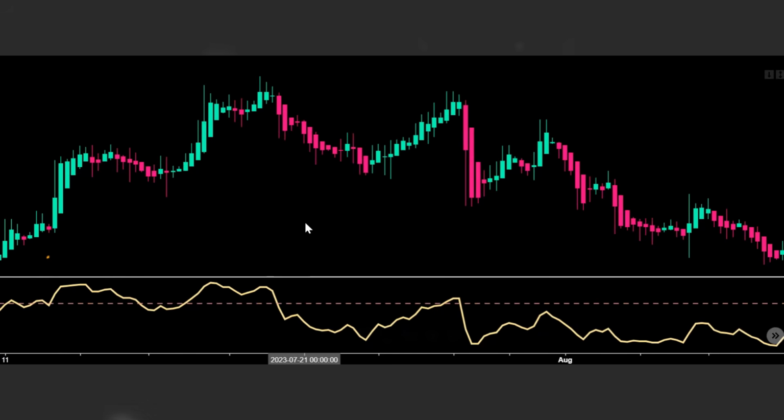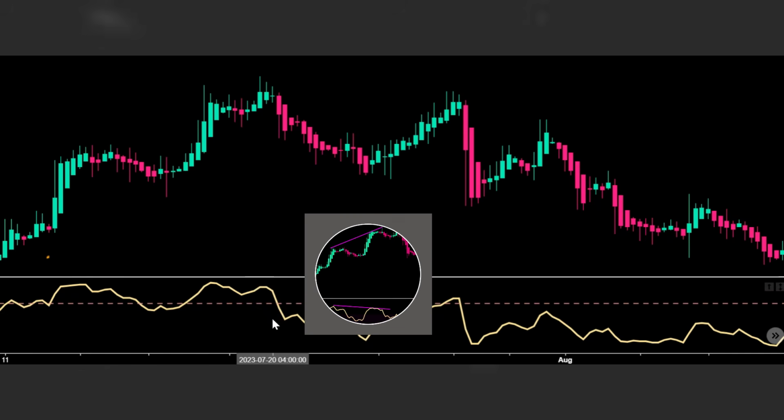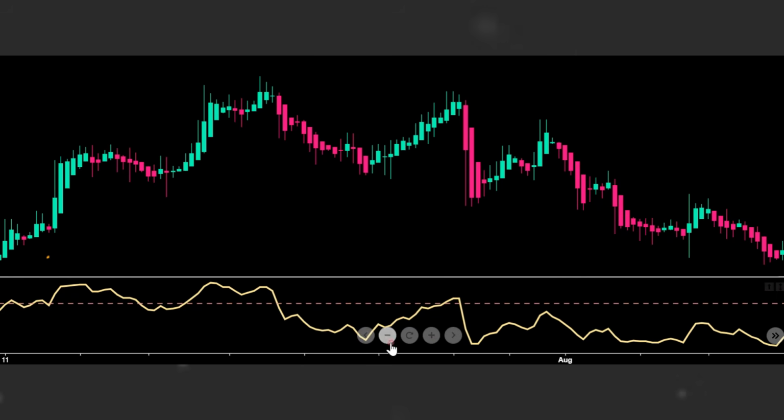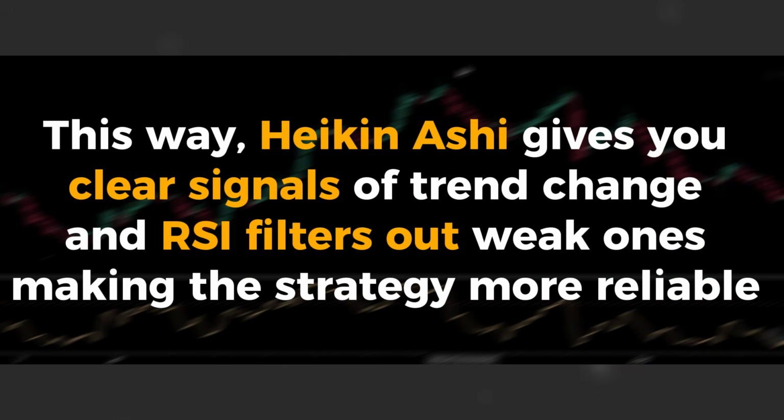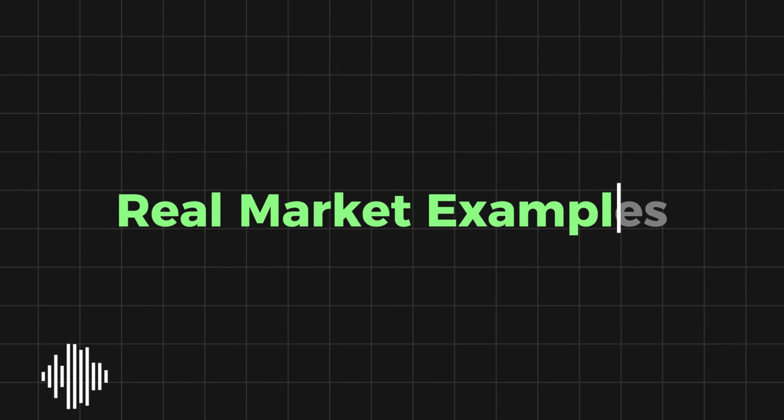Next, check RSI. It should either be above 70, showing the market is overbought, or showing a bearish divergence, where RSI makes a lower high, while the price makes a higher high. If both conditions are met, the Heikin Ashi reversal and the RSI signal, you can enter the trade. Place your stop loss just above the recent swing high to manage risk. This way, Heikin Ashi gives you clear signals of trend change and RSI filters out weak ones, making the strategy more reliable.